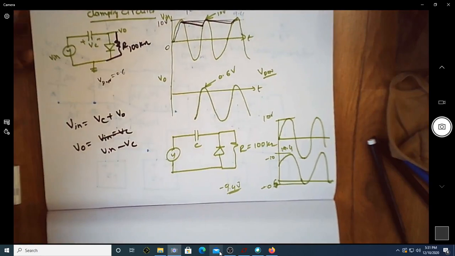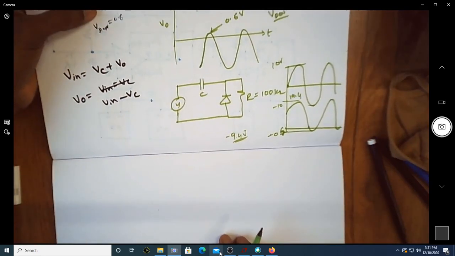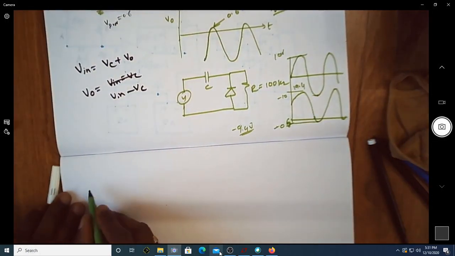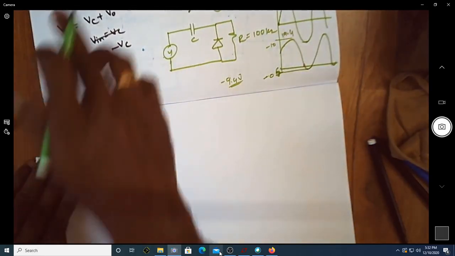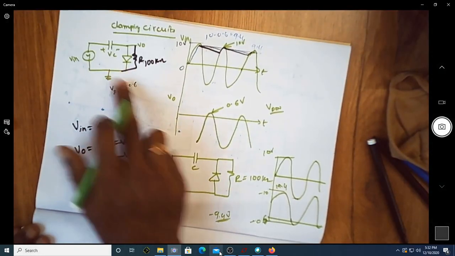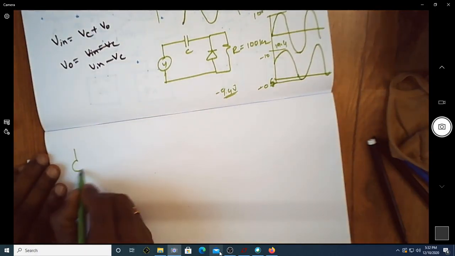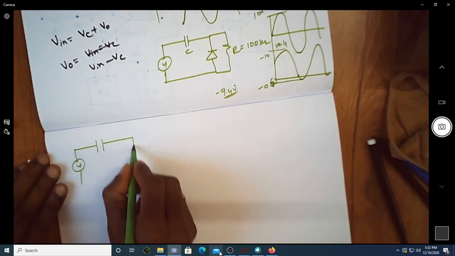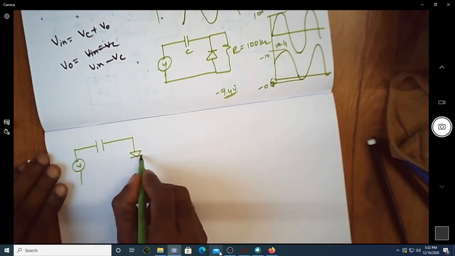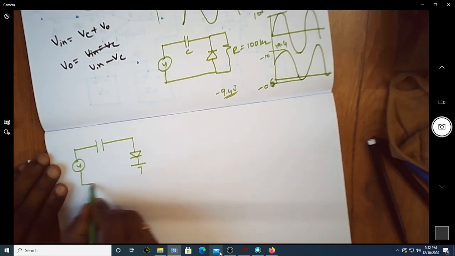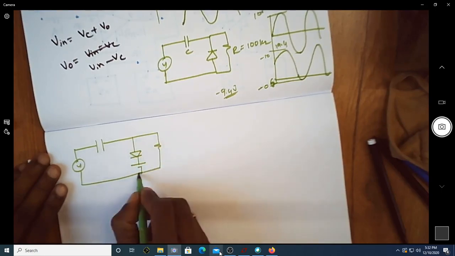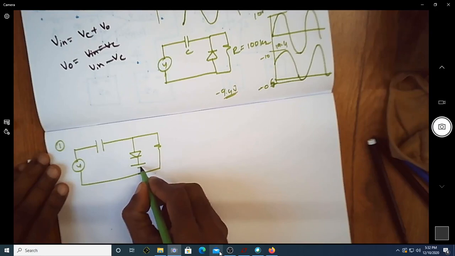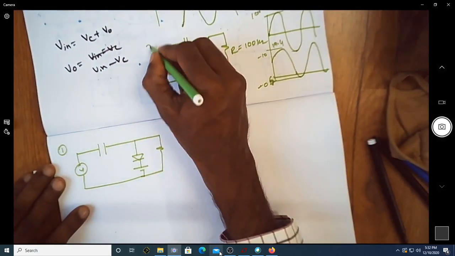Suppose you want to clamp the positive peak of the input voltage to some positive level, so what you can do is, let me write different variants of this particular circuit. There are basically 6 different clamping circuits. I will just write this way. This is first one, this as second one.